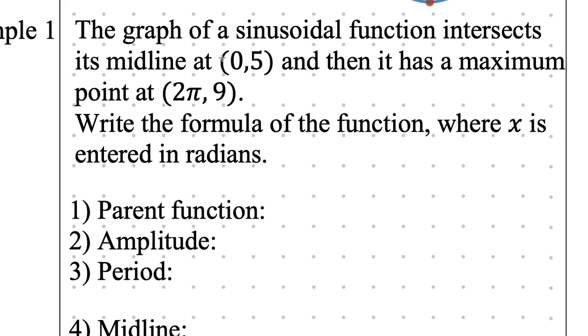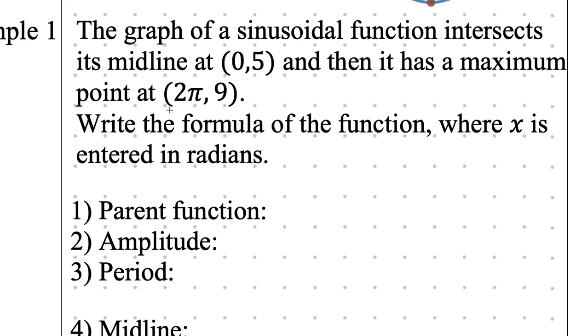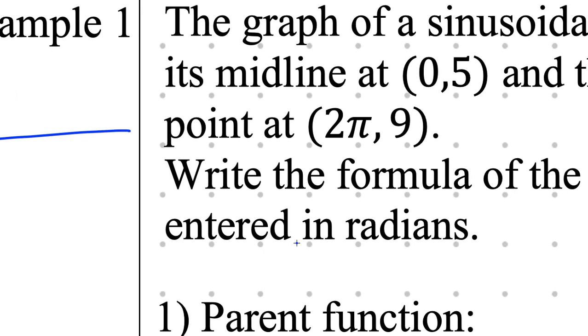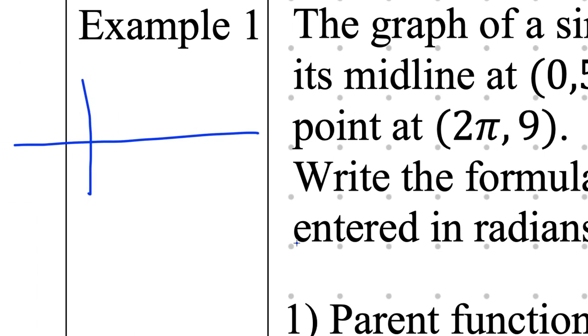So midline at 0, 5 and a maximum at 2 pi, 9. So off to the left here, let's make our sketch. So let's graph 0, 5. Roughly, and again, it's just a sketch. 0, 5 means 0 in the x-coordinate. I'm not moving left or right, and I just go straight up 5. We should have that point. And if you want, you can label it, that's 0, 5. You don't have to, it's just meant to try to determine if this is a cosine or a sine wave.